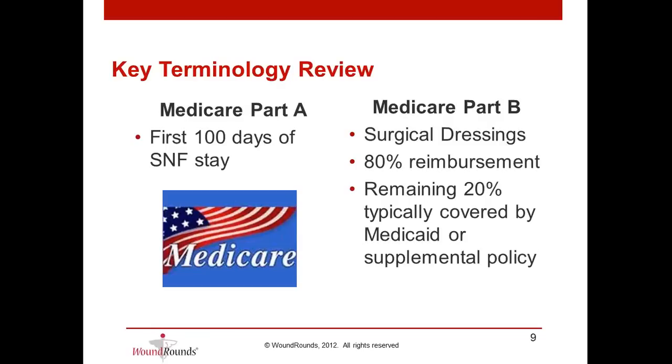After those 100 days, if a resident has Medicare Part B coverage, that's when that benefit will kick in. Under Medicare Part B, certain supplies, such as your surgical dressings, are reimbursable. Medicare Part B is going to reimburse surgical dressings at 80% of the Medicare-approved fee schedule. In the nursing home world, that remaining 20% is typically covered by Medicaid, a Medicare supplemental policy, or a Medicare choice plan. There is from time to time a situation where there is a private pay resident, and that remaining 20% balance does become the responsibility of the resident or the resident's family.